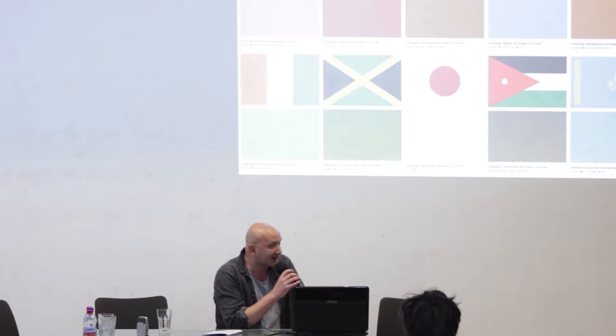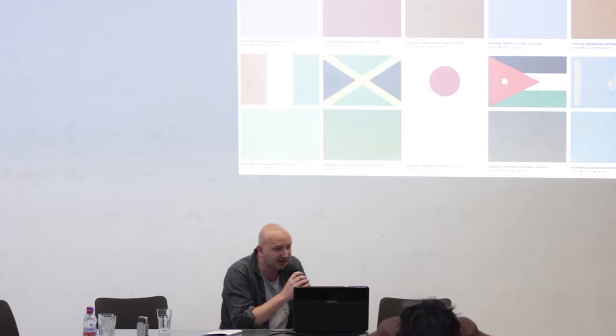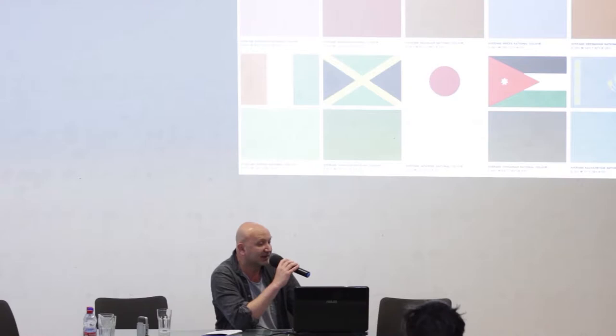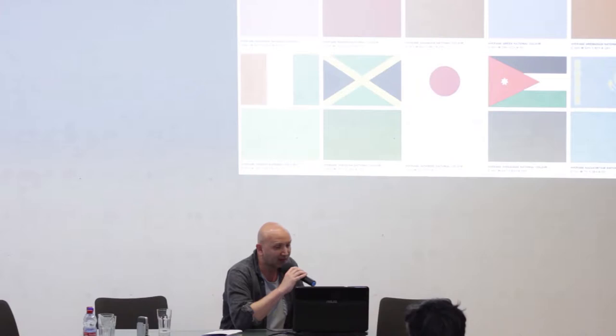With digital techniques, every color can be defined by a series of numbers, and using these numbers, one can calculate the average. So with that method, using the 193 flags, we arrived at this color, which we named UN Mauve Taupe, which should be almost the exact name for that color.